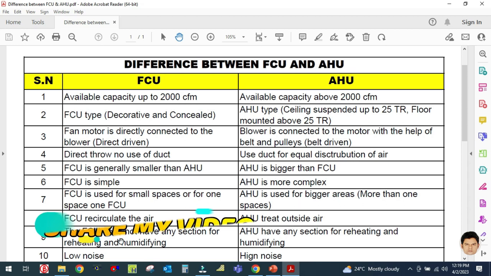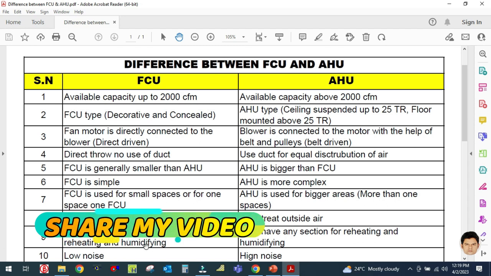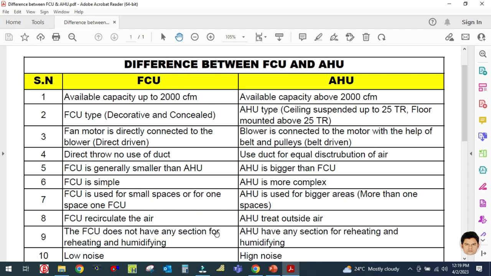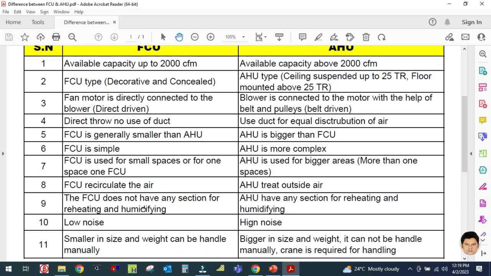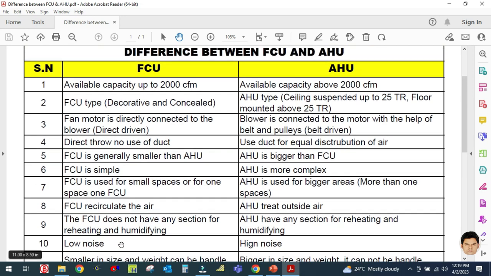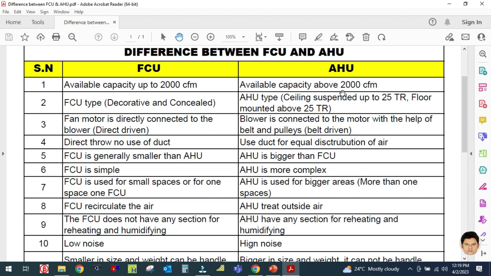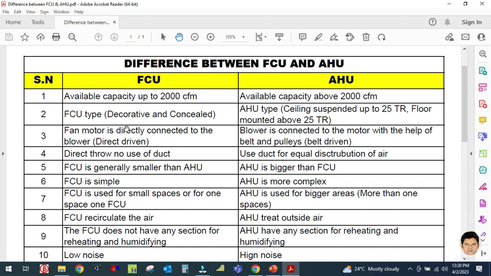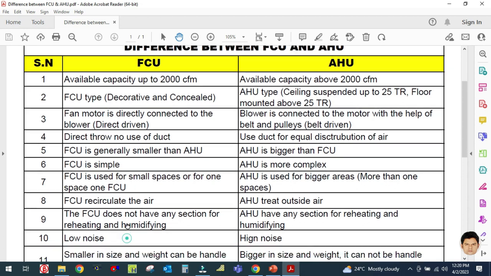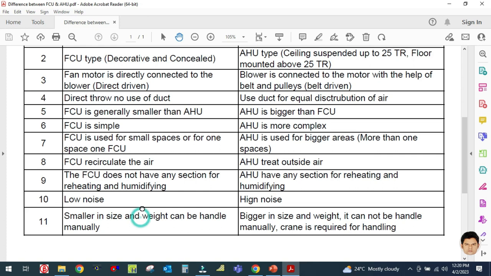Okay, and the fan coil unit does not have any section for reheating and humidifying, but air handling unit has reheating and humidifying sections. This FCU fan coil unit is low in noise, and AHU is high in noise because of bigger size and higher CFM. There is more noise in air handling unit, and here is less noise because of smaller capacity.